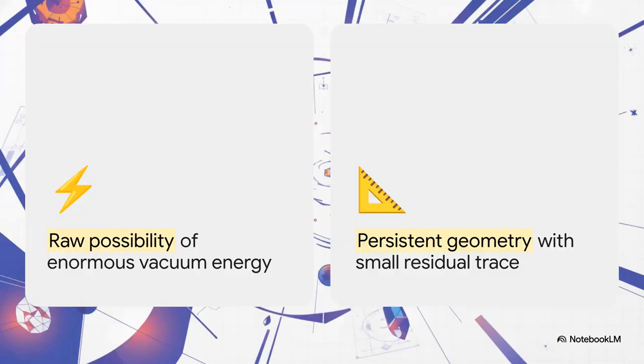Well, the GEM interpretation neatly separates this problem into two completely distinct categories. On one hand, you have the raw vacuum possibility. That's the massive theoretical energy jitter predicted by quantum theory. But on the other hand, you have persistent geometry. That's the actual, tangible structure that manages to become globally admissible. Basically, raw possibility is simply not the same thing as persistent geometry.